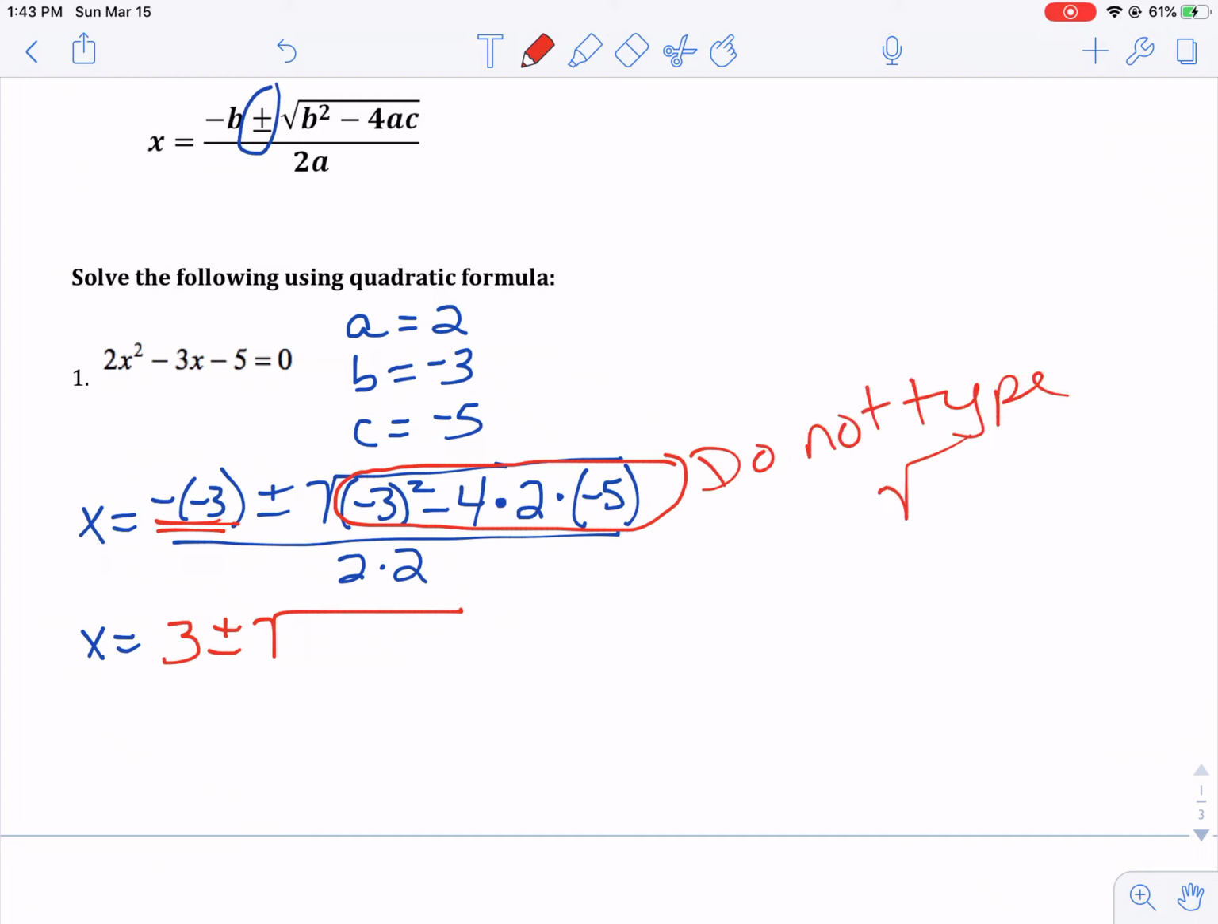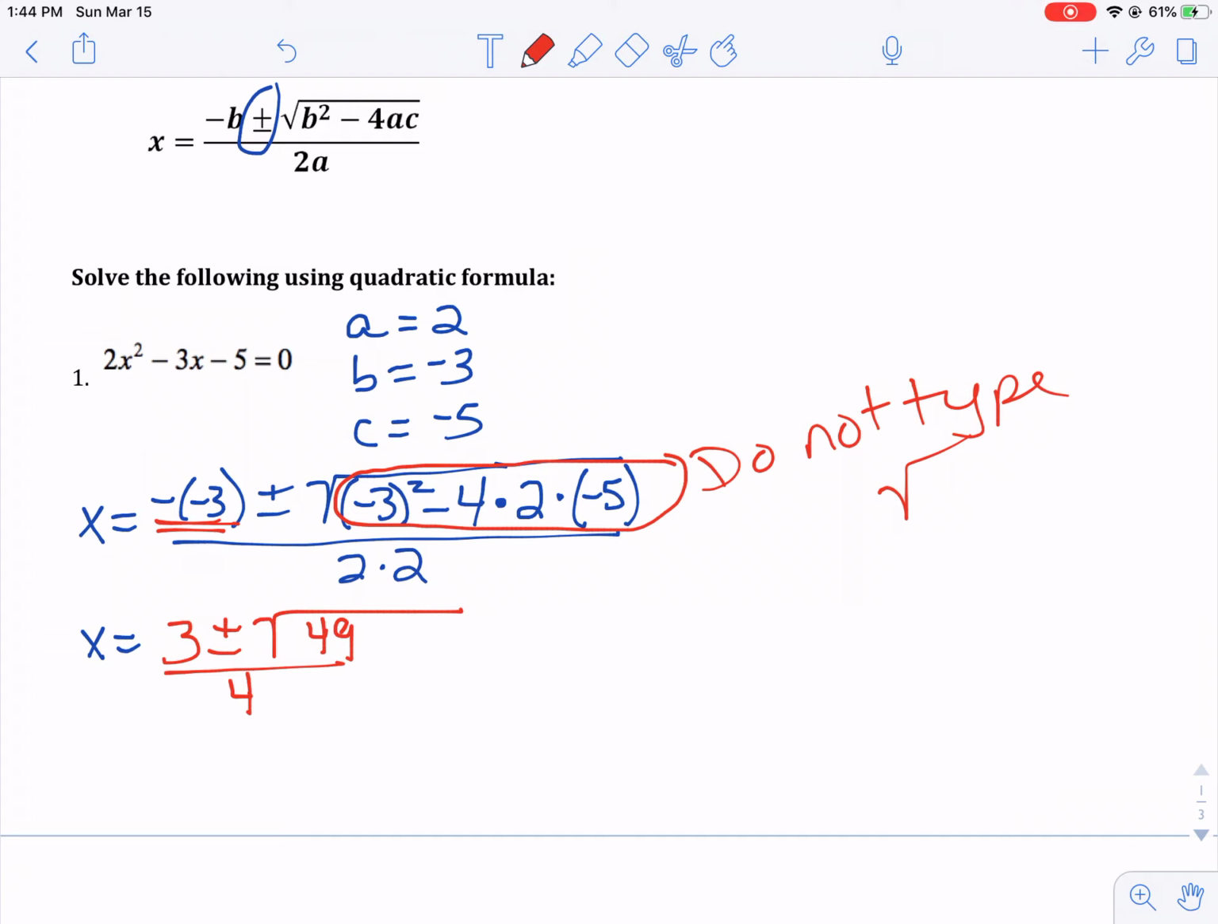So all I'm going to type is parenthesis, negative 3, and parentheses squared minus 4 times 2 times negative 5. And that gives me 49. So I'm going to write a 49 under my radical, and then 2 times 2 in the denominator makes 4.